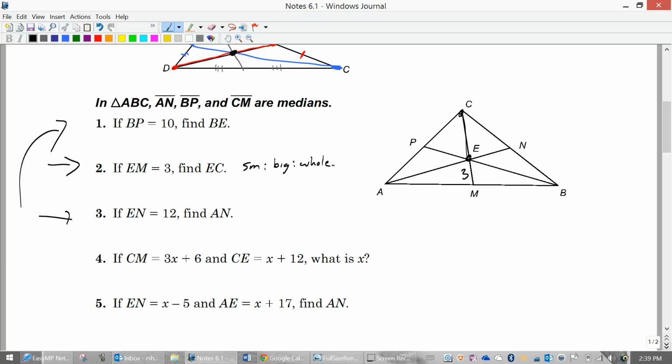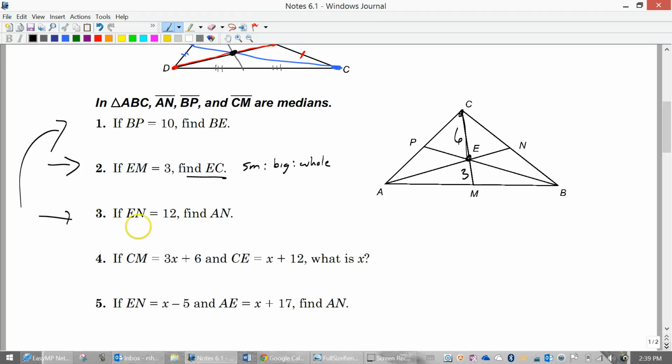Again, making it a little bit confusing. Okay? Small to big to the whole. So the big EC would be twice the size of that, so we would multiply it by 2. Does that make sense? And then if I had asked you what the whole thing is, you would have said it's 9, right? Because 3 plus 6 is 9.